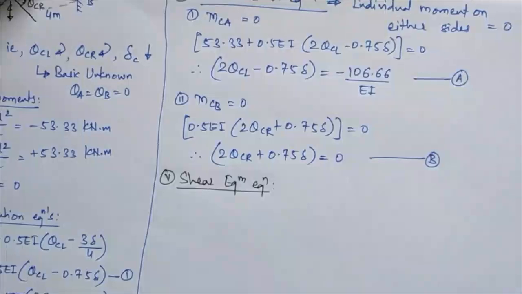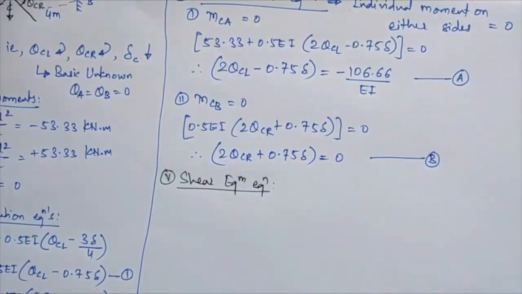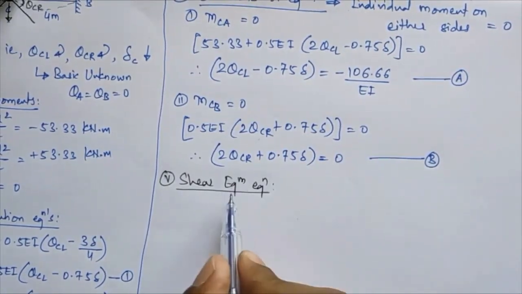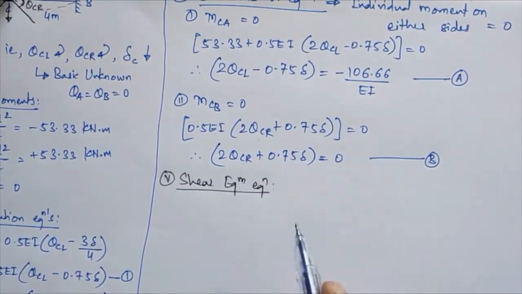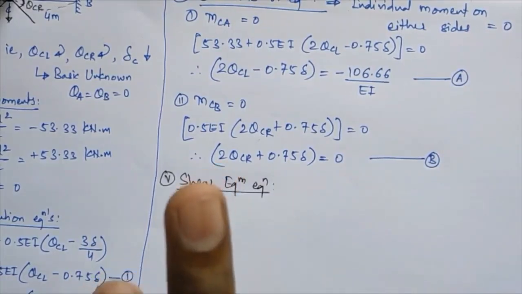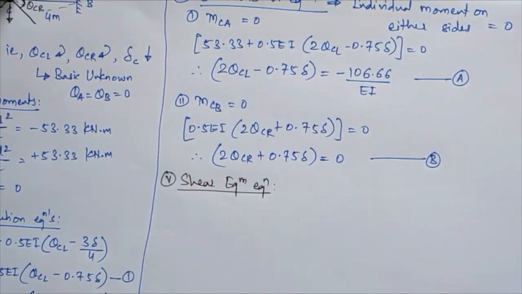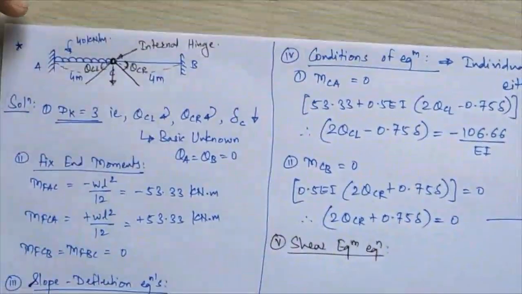In case of beams also, you have to consider the shear equilibrium equation. So get this cleared over there. Okay. So for the shear equilibrium equation, in case of columns, what we have done, we have taken horizontal thrusts over there. Okay. Here we will consider the vertical reactions over there.